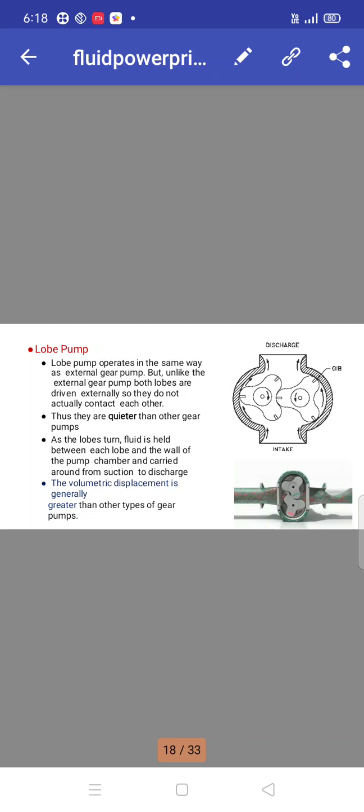So the next one is the lobe pump. The lobe pump operates in the same way as the external gear pump. But unlike the external gear pump, both lobes are driven externally, so they don't actually contact each other. Thus they are quieter than other gear pumps. As the lobes turn, fluid is held between each lobe and the wall of the pump chamber and carried around from suction to discharge. The volumetric displacement is generally greater than other types of gear pumps.